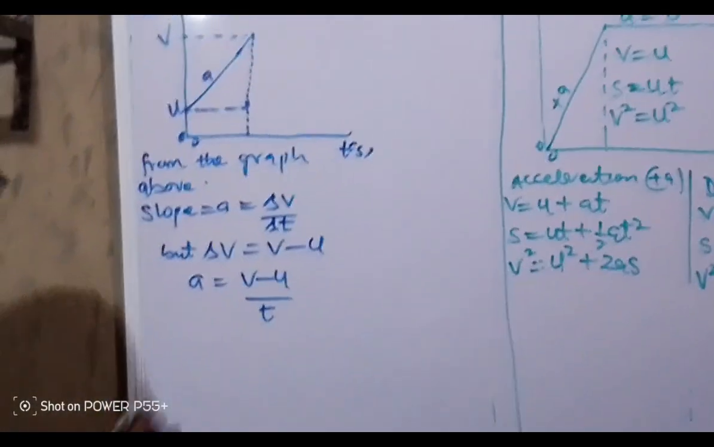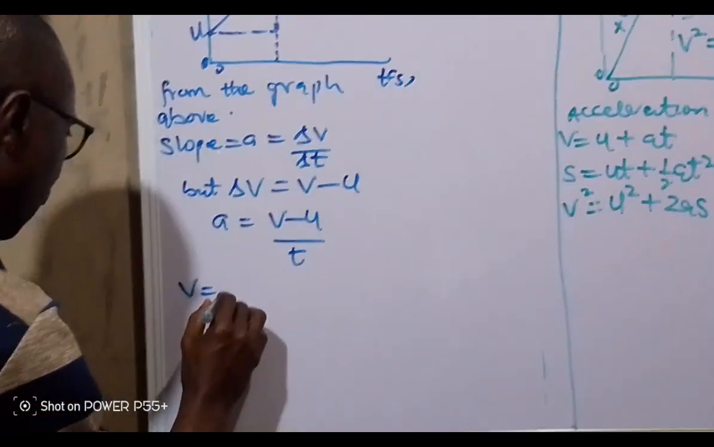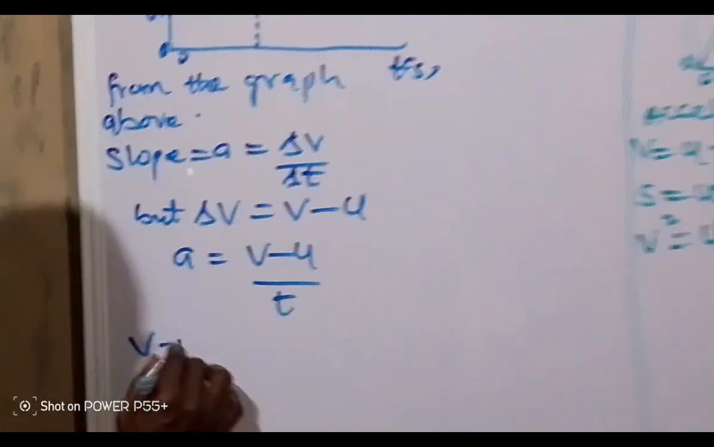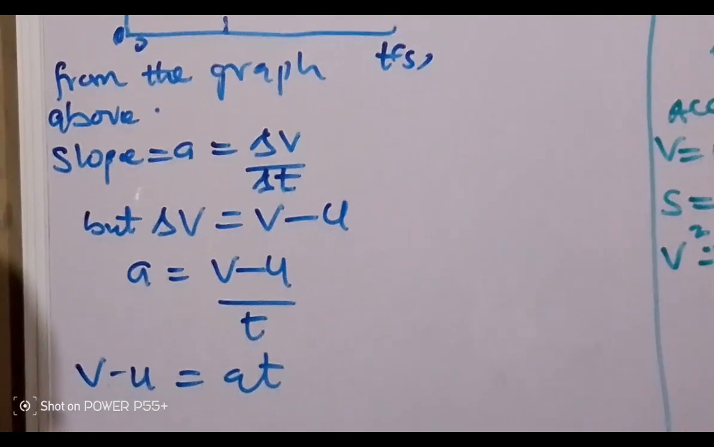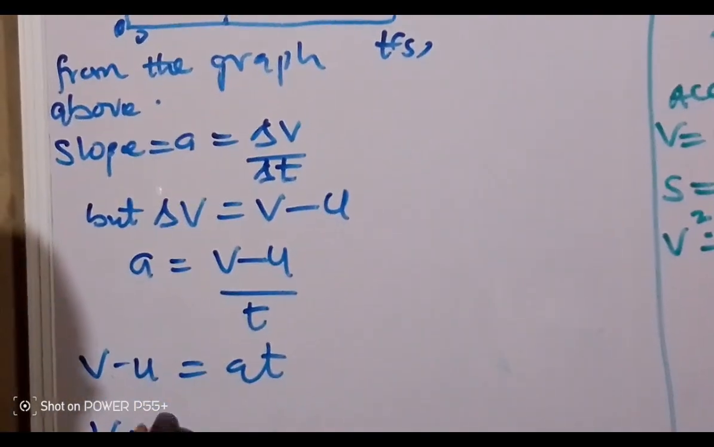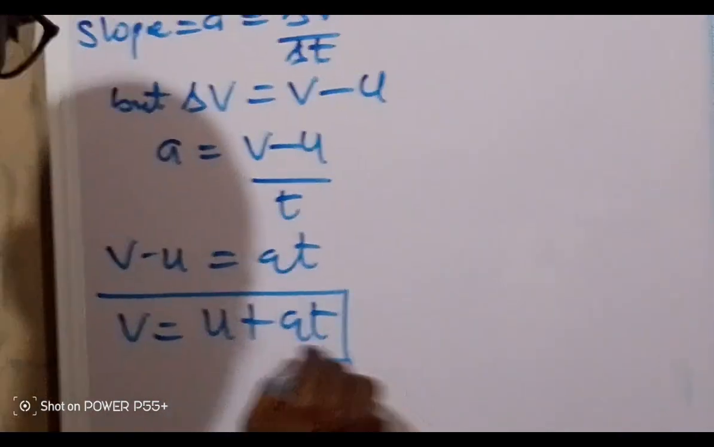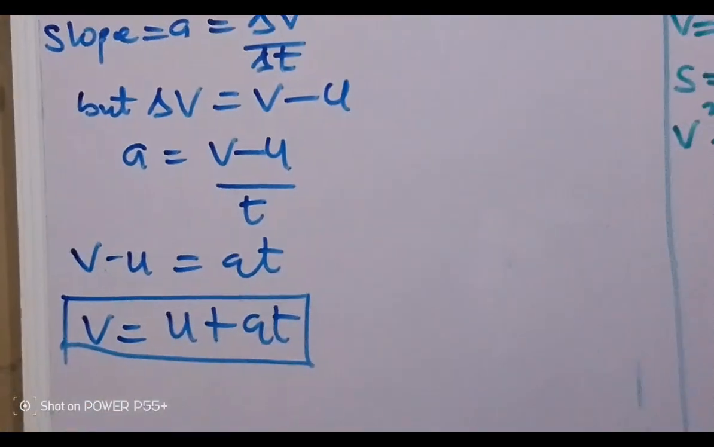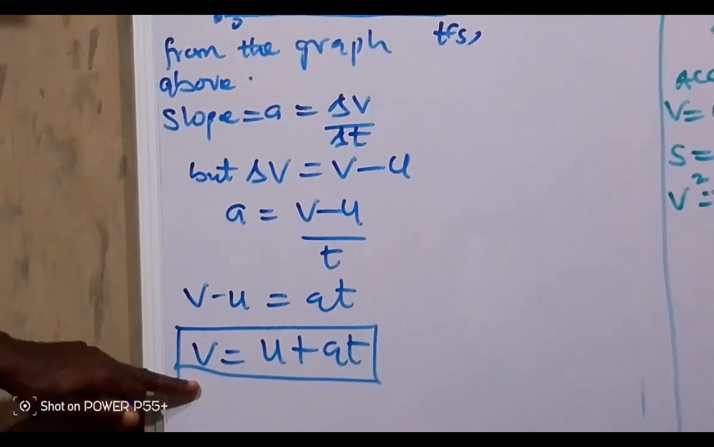Then from there, you can now say that V minus U is equal to AT. Therefore, you can now say V is equal to U plus AT. That is equation 1. And don't forget, we defined its terms, its notation, before.